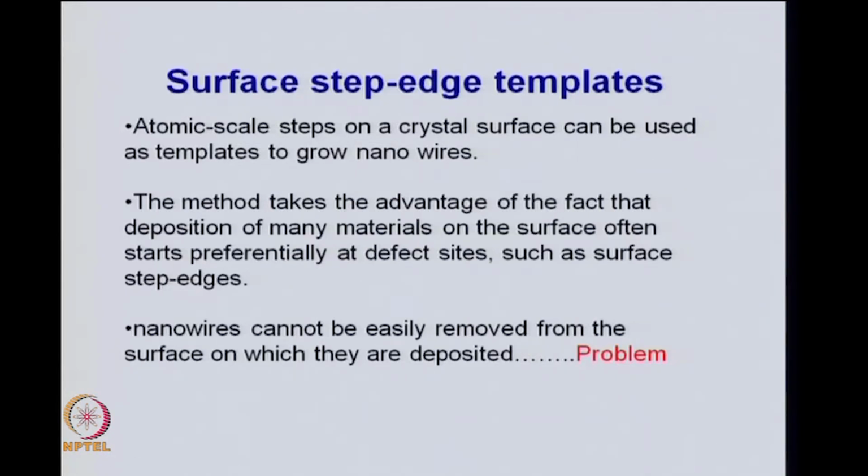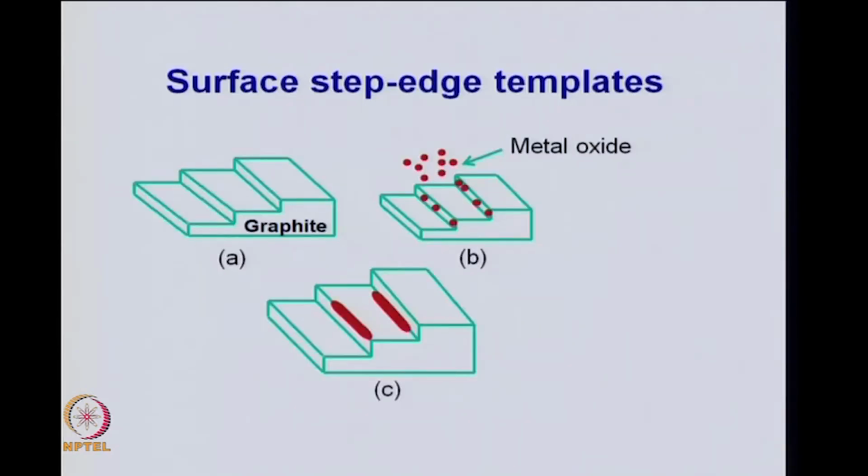The only problem is that these nanowires cannot be easily removed from these surfaces on which they are deposited. So, that is a problem in this step edge template method, where you are trying to use a well known fact that growth of new materials normally takes place on some edges and kinks of surfaces. So, this is an example.